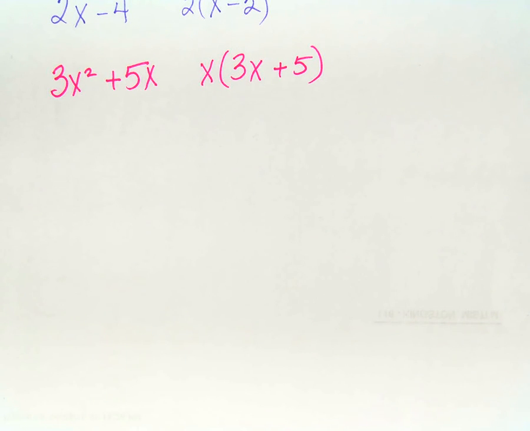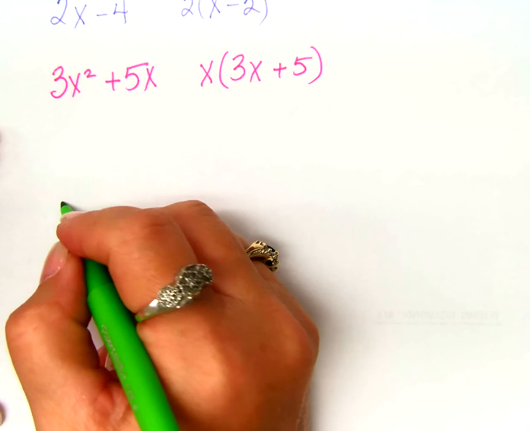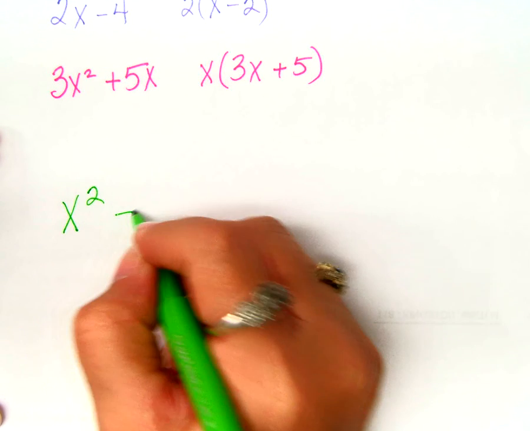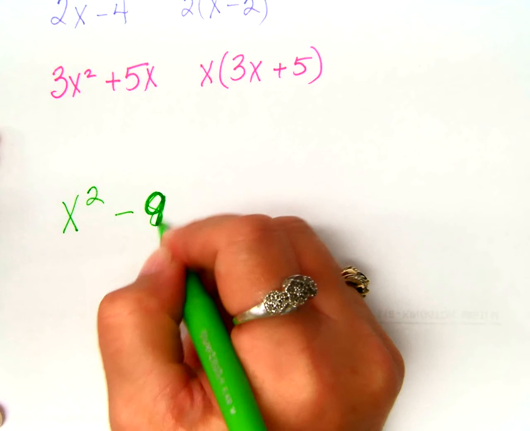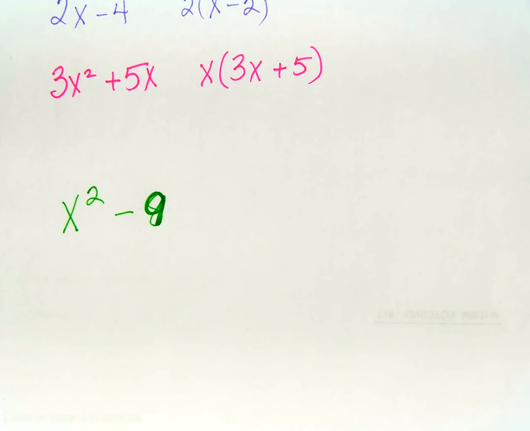Let's see. What if we do this? Except I want that to be a 9. Sorry. x squared minus 9. How many terms are there? 2. So it's called a binomial, right? What's special about this binomial? Do you see anything that might be considered special?